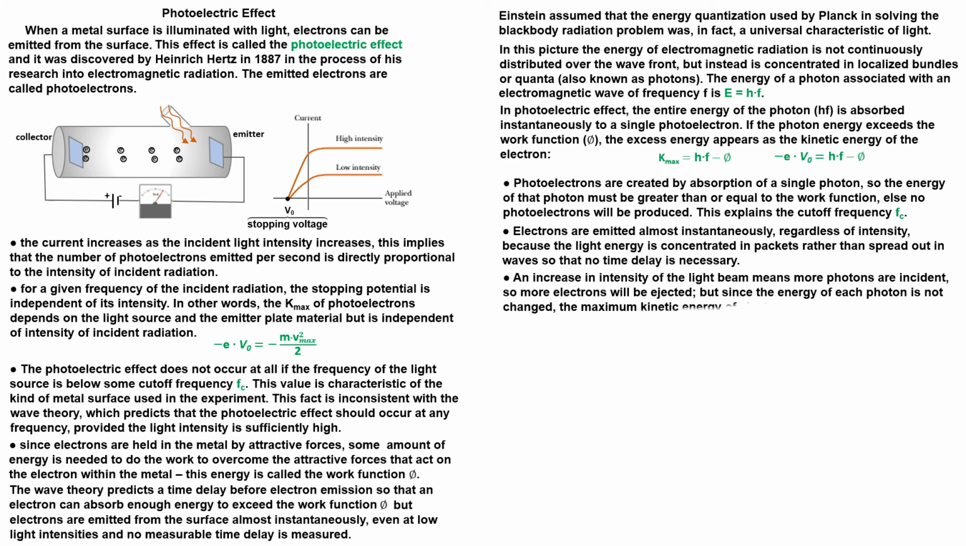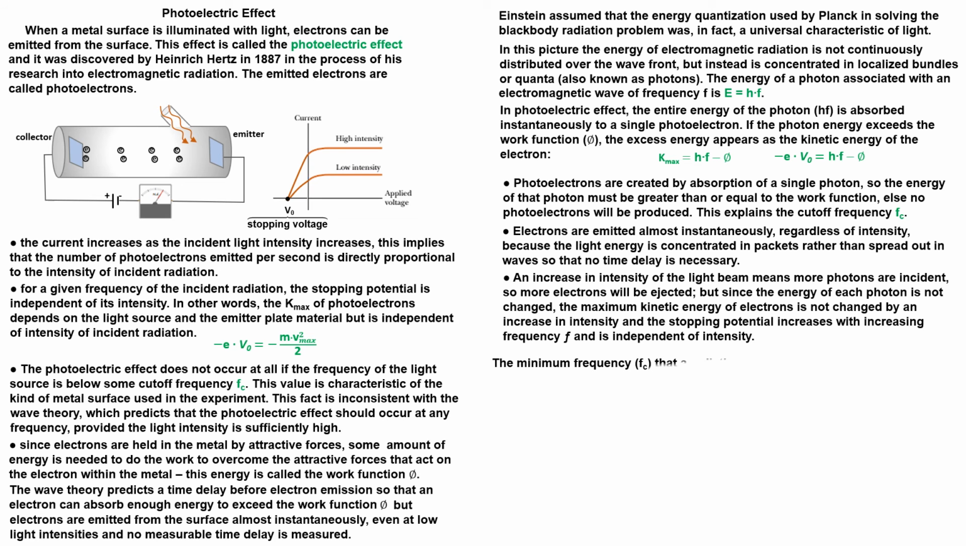But since the energy of each photon is not changed, the maximum kinetic energy of electrons is not changed by an increase in intensity, and the stopping potential increases with increasing frequency and is independent of intensity. Let's see how it works. Pay attention in the example.